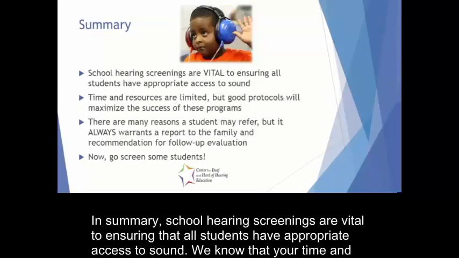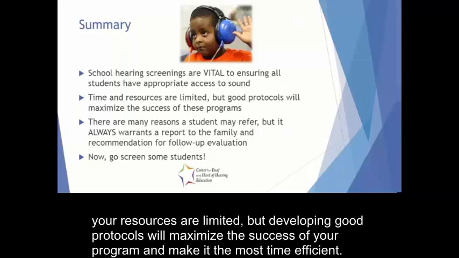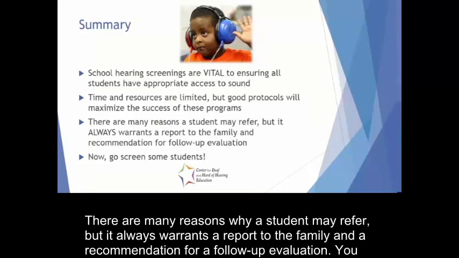In summary, school hearing screenings are vital to ensuring that all students have appropriate access to sound. We know that your time and your resources are limited, but developing good protocols will maximize the success of your program and make it the most time efficient. There are many reasons why a student may refer, but it always warrants a report to the family and a recommendation for a follow-up evaluation.